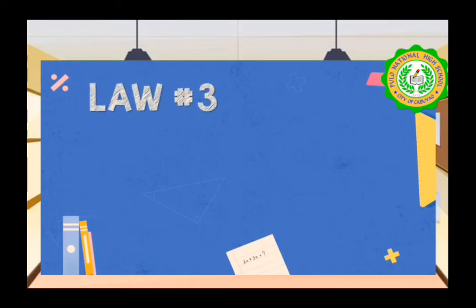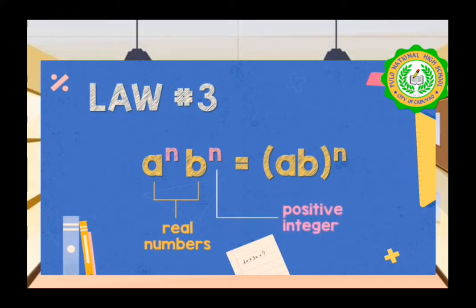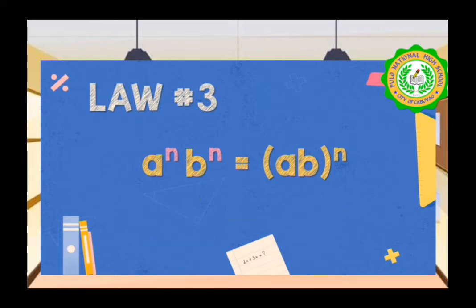Law number 3 is a raised to the power of n times b raised to the power of n is just equal to a times b raised to the power of n, where a and b are real numbers and n is a positive integer. This law means that if you have different bases but the exponents are identical, then you can just multiply the bases and then copy the exponent. We'll look at this example to further understand this law.